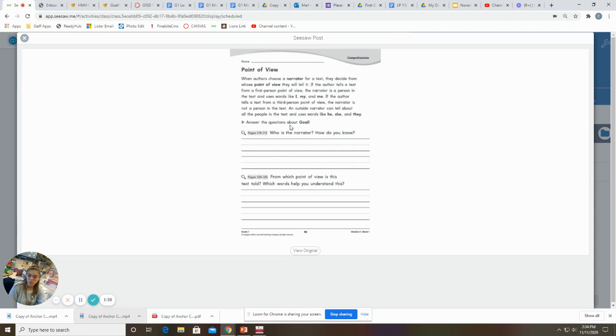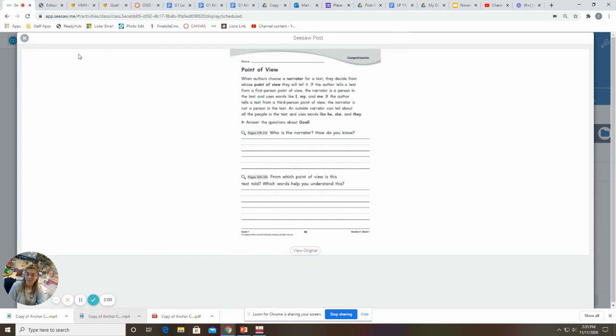So we looked at our story Goal. Who is the narrator, and how do we know? Well, we just went back and looked at it, and it had the word I in it. So we knew that that means it was going to be in first person. From which point of view is this story told? Which words helped you understand that?